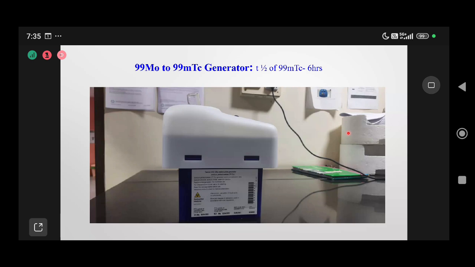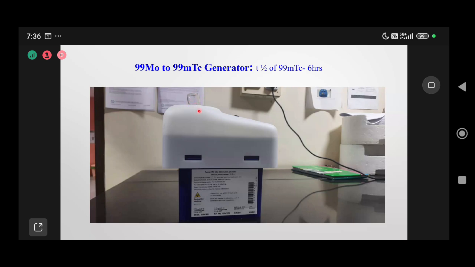This is the technetium generator. We usually get it once a week from the nuclear reactors. The half-life of the technetium we get is 6 hours. How we get the technetium is, here we have this empty vial.